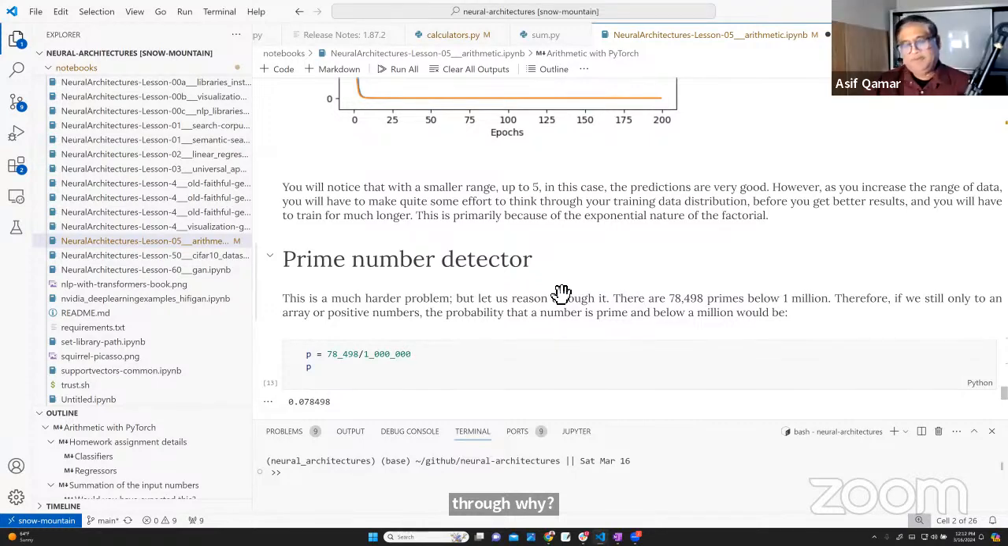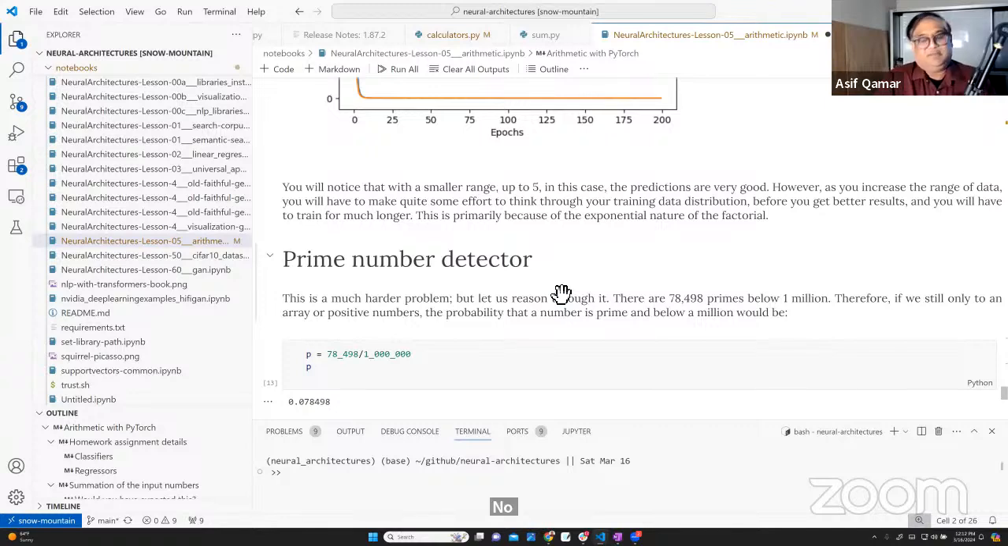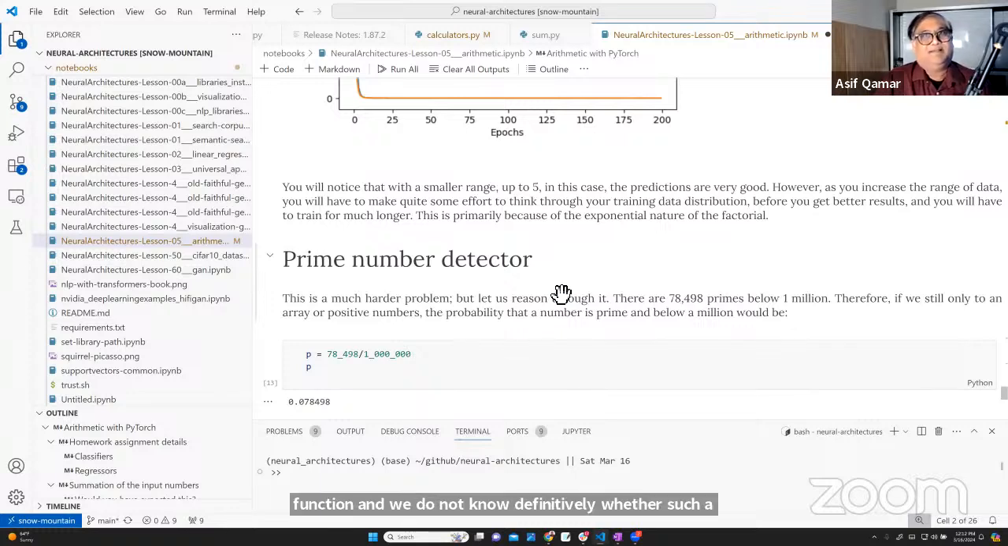So see, neural networks are universal approximators of functions. Is there a known function that mathematicians know? Can they say definitively that there exists a function that generates primes? No, we don't know definitively. Nobody has found the function, and we do not know definitively whether such a function even exists. But it's certainly quite elusive, isn't it?